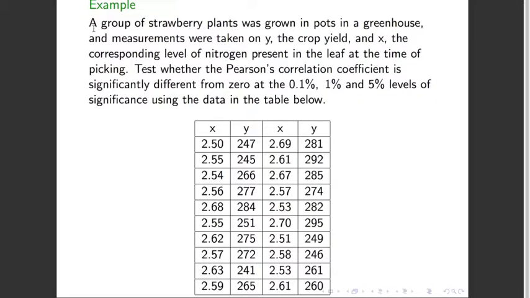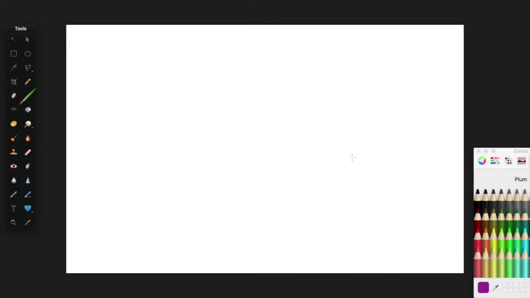Looking at the first example in your notes, we have a group of strawberry plants that were grown in pots in a greenhouse, and measurements were taken on Y, the crop yield, and X, the corresponding level of nitrogen present in the leaf at the time of the picking. We want to test whether the Pearson correlation coefficient is significantly different from 0 at these different significance levels. We have the data as follows: 20 values of X and 20 values of Y.